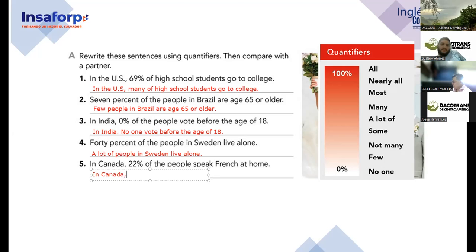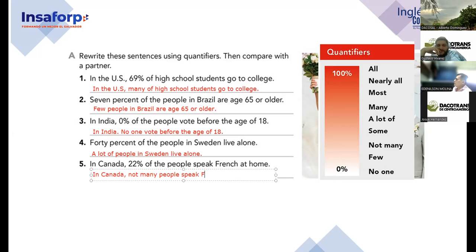Oh, not many. Not many. Yeah, right. I guess not many, right? Not many people speak French at home because they speak English. Teacher, entonces few es de, digamos, de 0 a 10. Sí, sería esa mi escala. Y not many sería de 10 a 20. Saben que no hay un porcentaje como exacto.